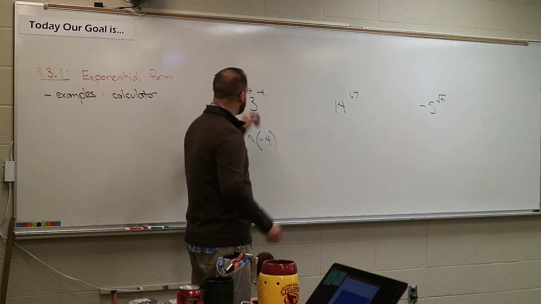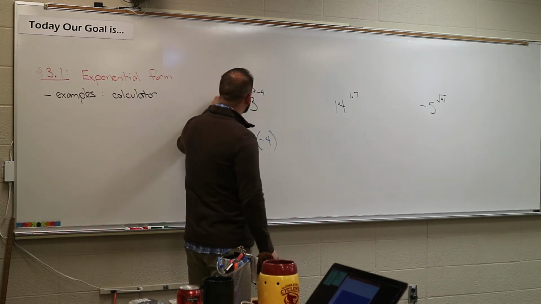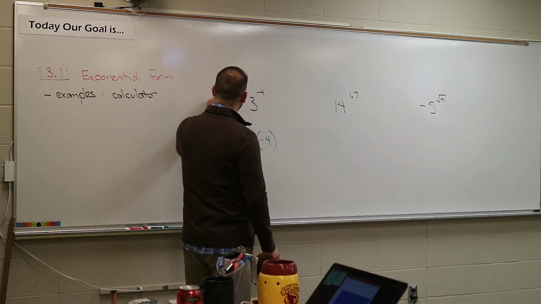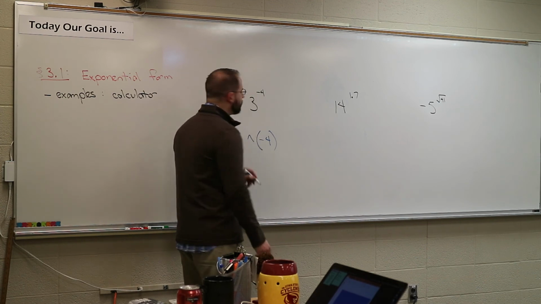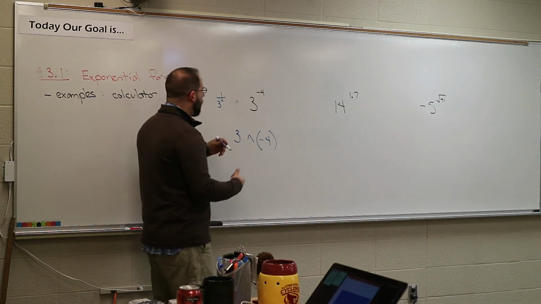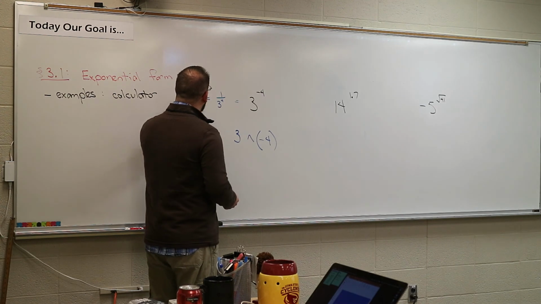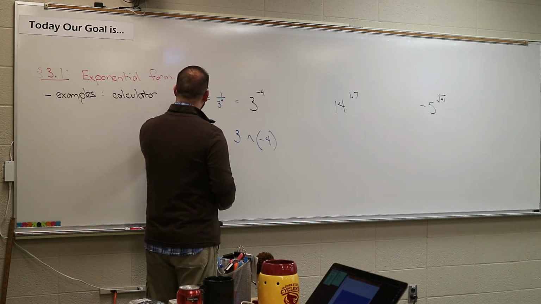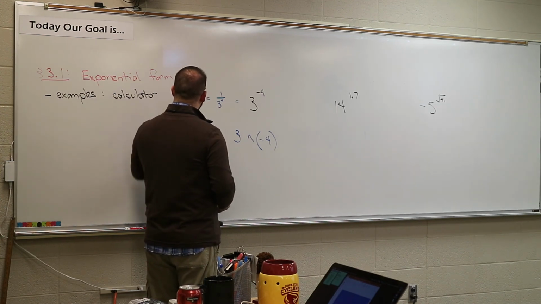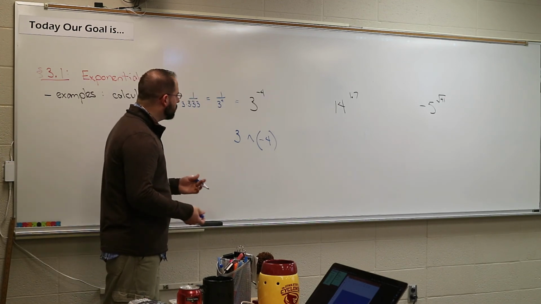Obviously, it's going to be a decimal, because a negative power technically means that you move the 3 to the bottom, like we talked about at the very beginning of the year. Then there are actually 4 3s on the bottom being multiplied together, and that's why it gives you an insanely small number.